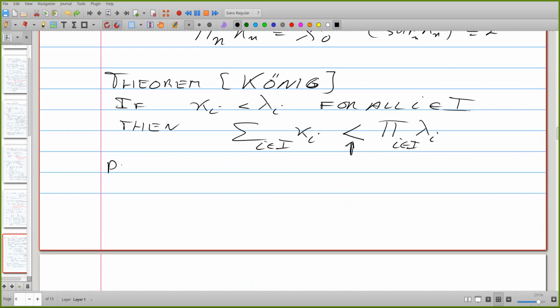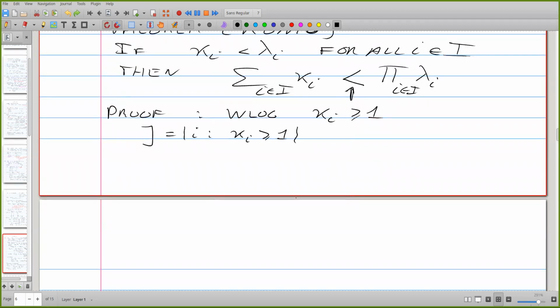Well, the proof says first, without loss of generality, the kappa_i's are all bigger than or equal to 1. They're non-zero. Why is that? Well, look at all the i's for which kappa_i is bigger than or equal to 1. Then what do we get?